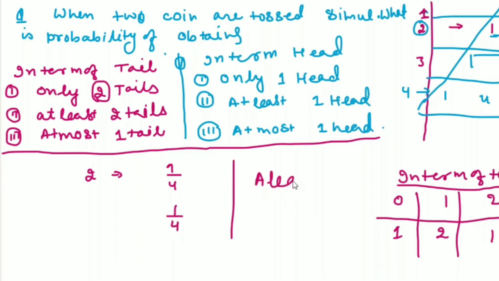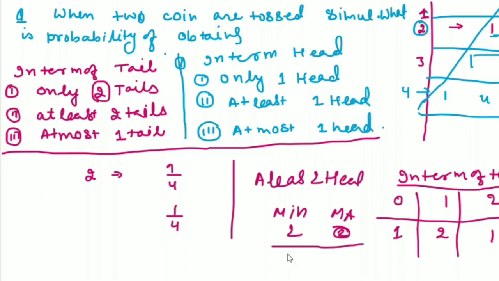At least 2 heads means minimum 2 heads. And the maximum value for 2 coins will also be 2 only. So there is only 1 case possible here. That is 2 heads, which will be done in 1 by 4 ways only. So whenever I talk about at most 1 tail, it will be done in maximum 1, minimum 0. So this will be 3 by 4.